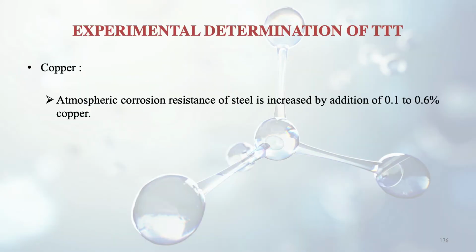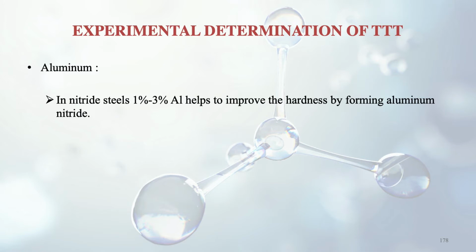The next element is copper, and atmospheric corrosion resistance of steel is increased by addition of 0.1 to 0.6% of copper. Further, aluminium, what does aluminium do in combination with the steel? In nitride steels, 1 to 3% aluminium helps to improve the hardness by forming aluminium nitride. So it will react with the nitrogen there and form aluminium nitride, and thus it will improve the hardness of steel, because then nitrogen will not react with the steel.